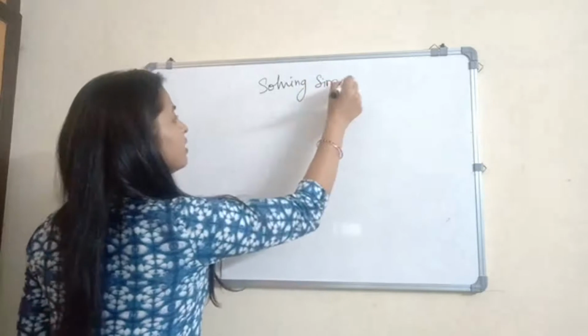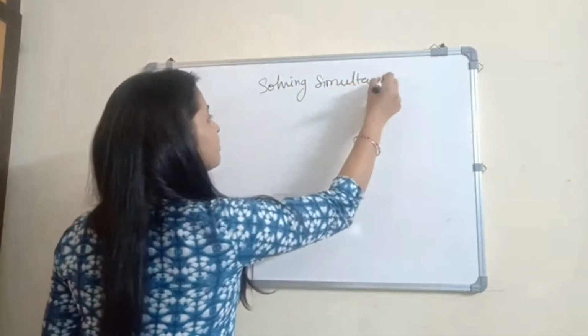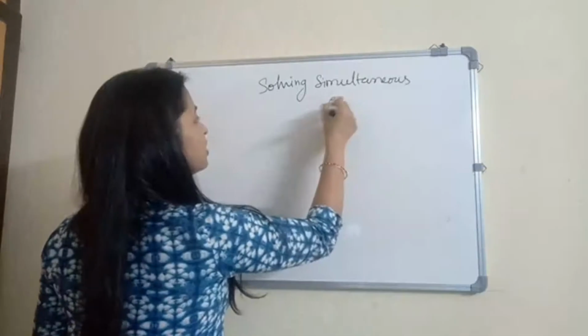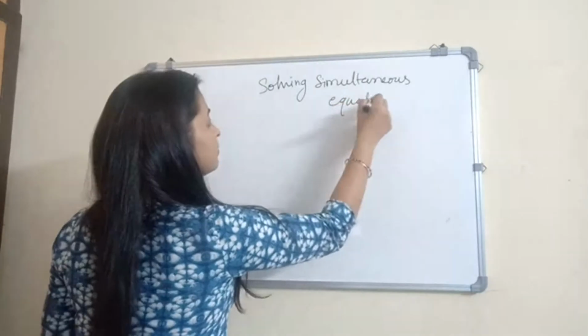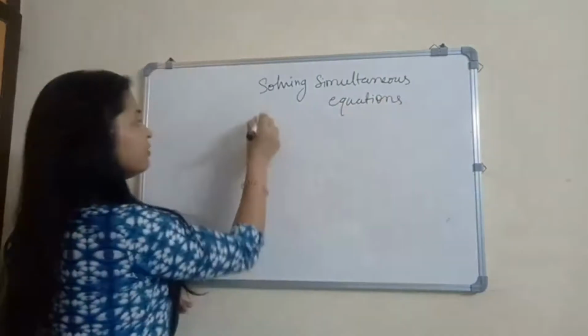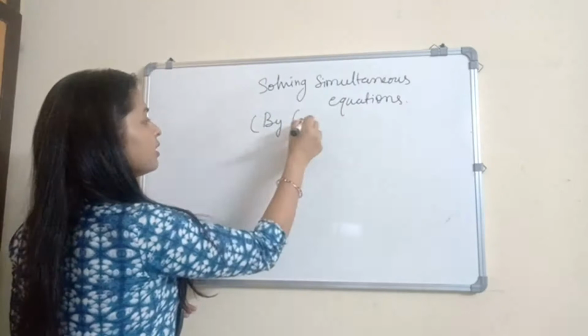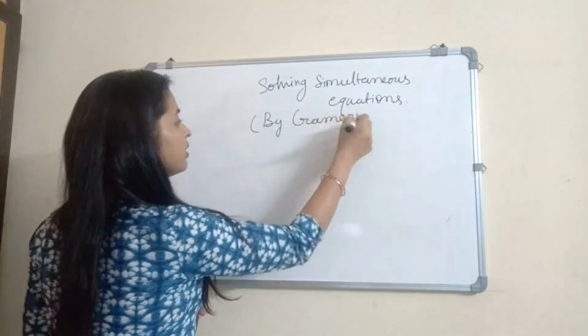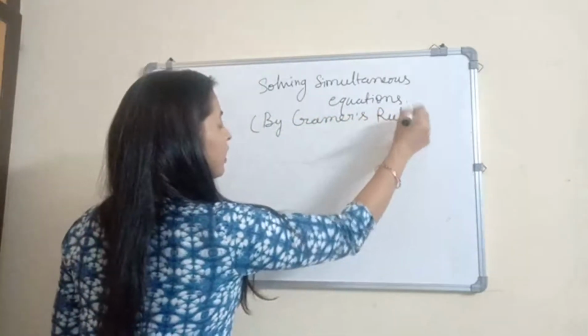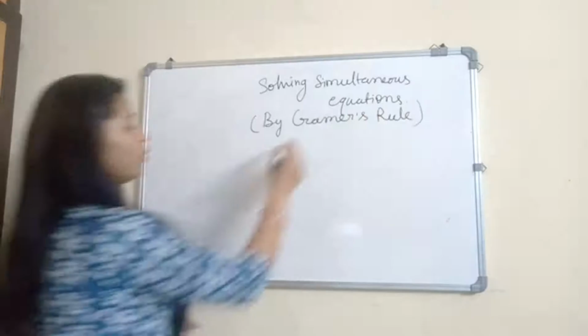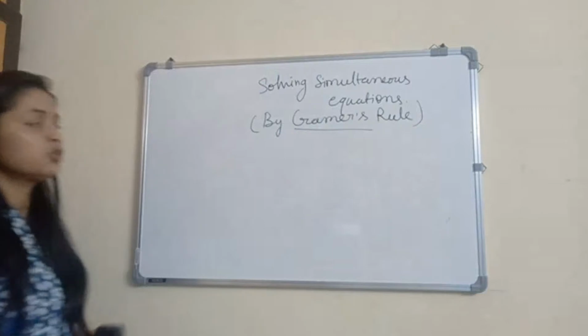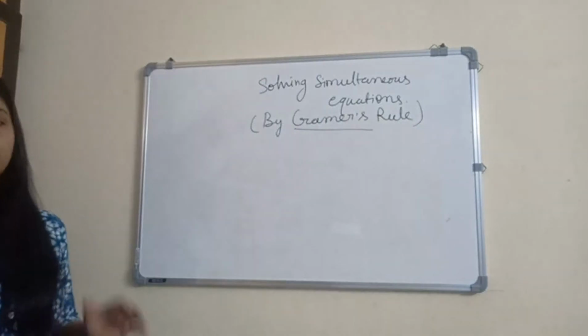Solving simultaneous equations by Cramer's rule. As we can understand, this rule is given by Cramer. So what exactly does this Cramer's rule consist of?